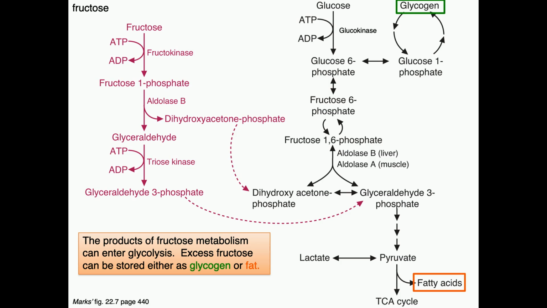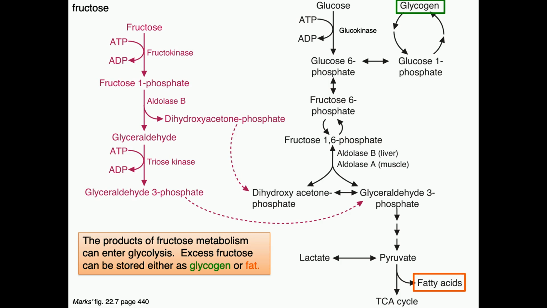So if we're doing a lot of work and using a lot of ATP, that fructose can be converted into glycolytic intermediates and then into pyruvate and acetyl-CoA and the TCA cycle and so on to generate energy. That would be shown here going down to the TCA cycle.